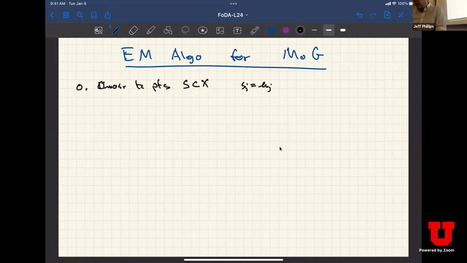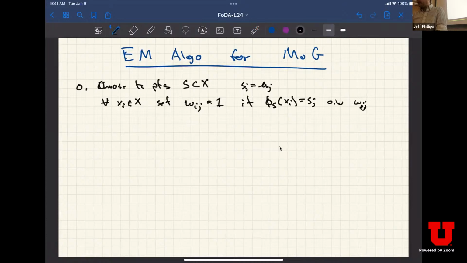Okay, and then for all Xi in X, just to initialize, I'm going to set Wij equal to 1 if phi of Xi equals Sj. Otherwise, Wij is equal to 0. So I'm going to initialize with the hard clustering, and I can choose basically any sort of hard clustering I want to initialize with. And all the same things we said about initializing k-means clustering are basically true here.